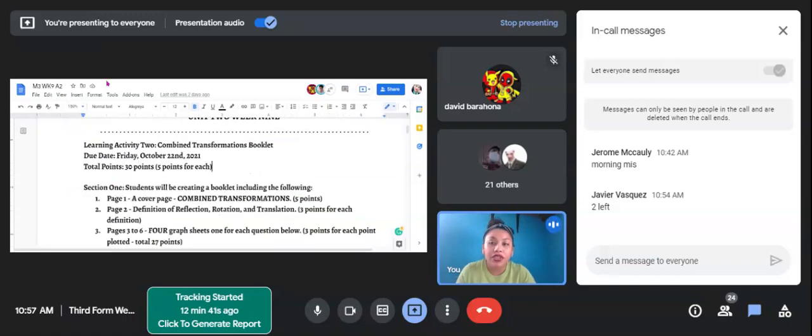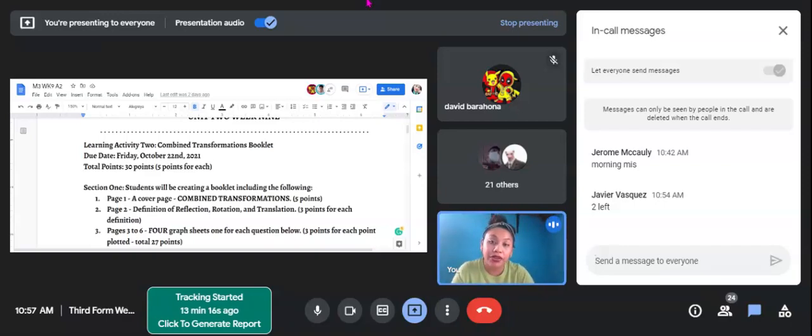For those of you that will be doing an electronic copy, you are free to use a Word document, a Google Doc, or a Google Slide. If you want to be even more creative, there are Google Slide templates online that look like a book, and you can just put your information in there. Or if you use a Word document or a Google Doc, you design it however you want. But what I want to see in this booklet is first a cover page.